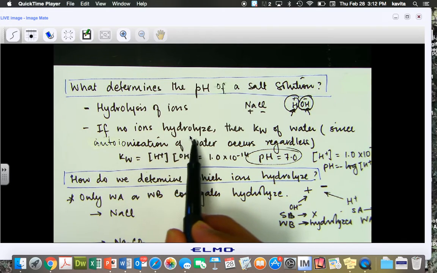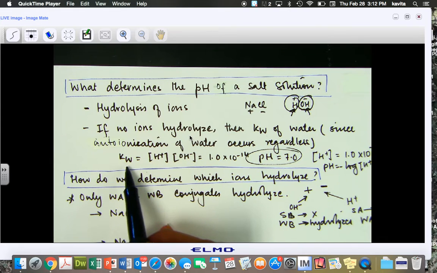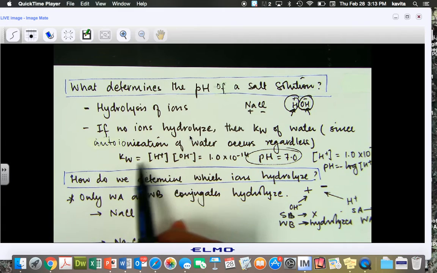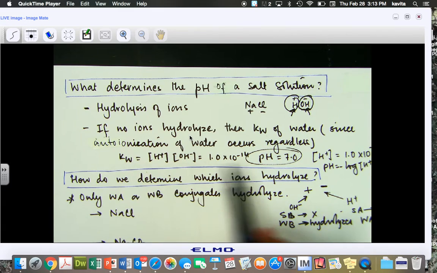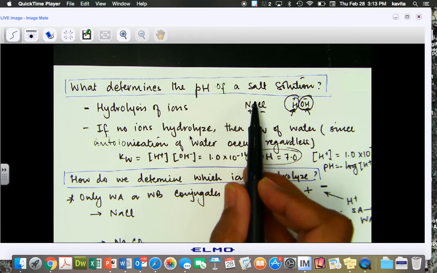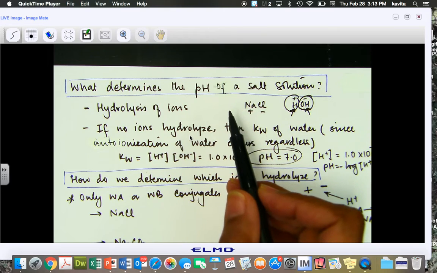And if no ions hydrolyze, then the pH is that of water. The pH of the salt solution is that of water, because when no ions are hydrolyzing, H+ and OH- are in equal concentrations given by Kw of water, and in that case pH is 7. But if the salt's ions hydrolyze, then the pH changes.